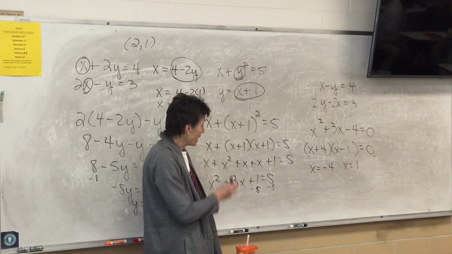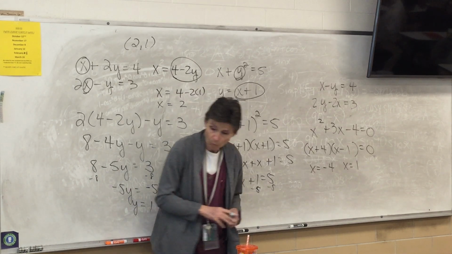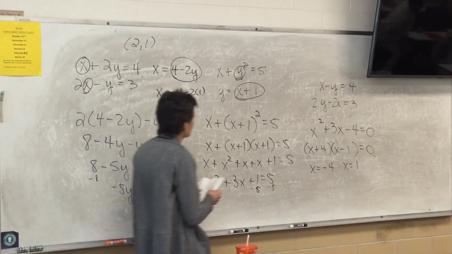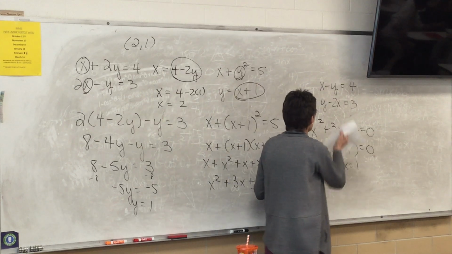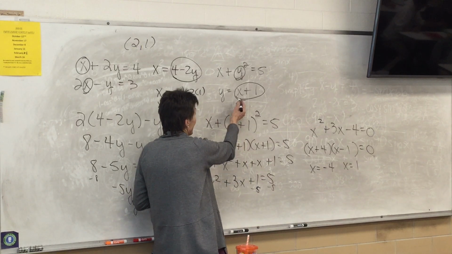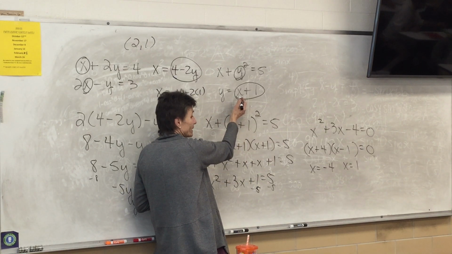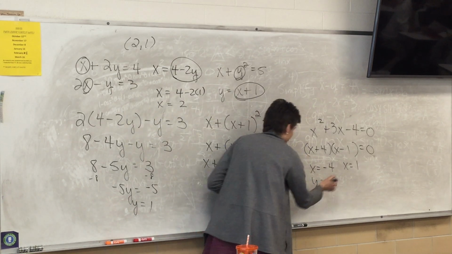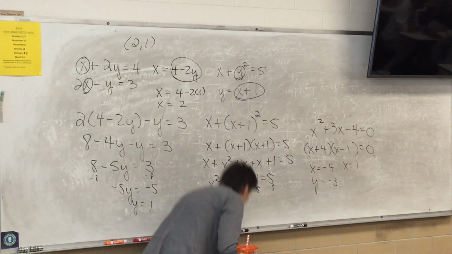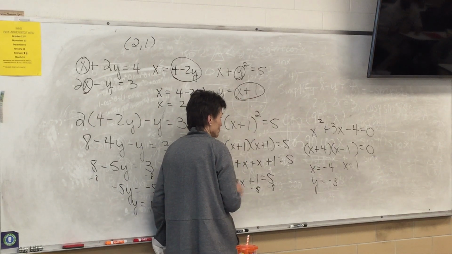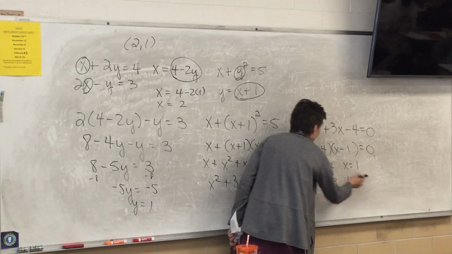But we're not done. That's a lot of work, but we're not done because why? We need to figure out what y is. So again, I like to come up to where my circle is here. And if x is -4, if I put -4 in here, what will y be? -3. And then if I put in a 1, what will y be? 2.